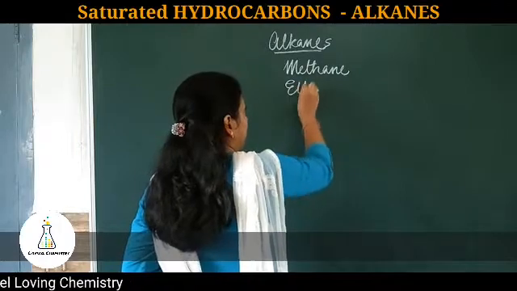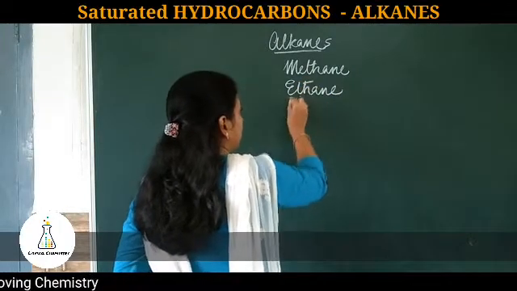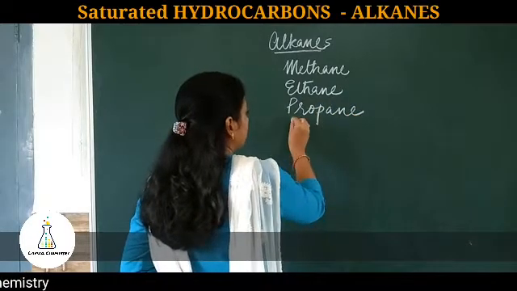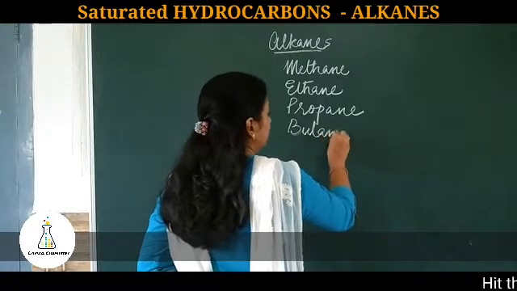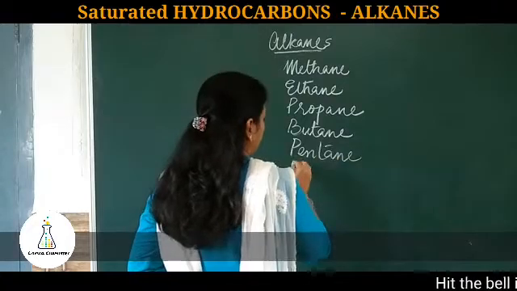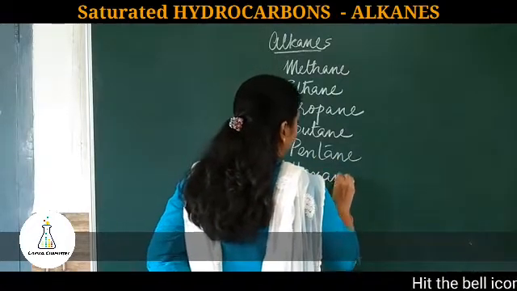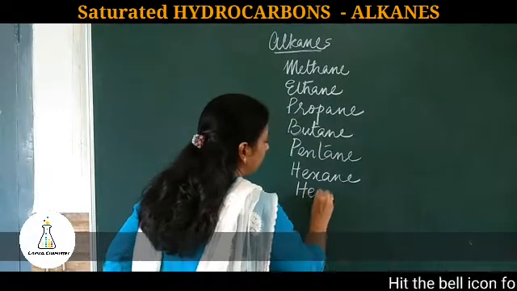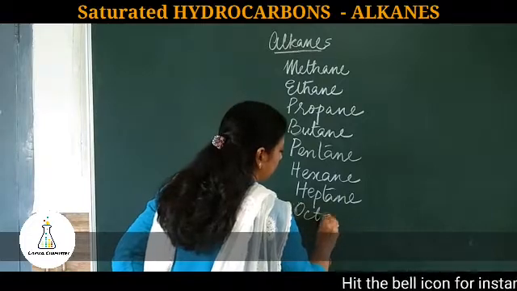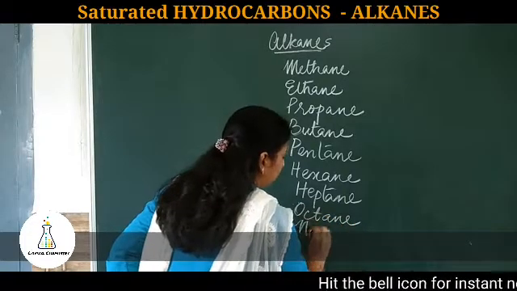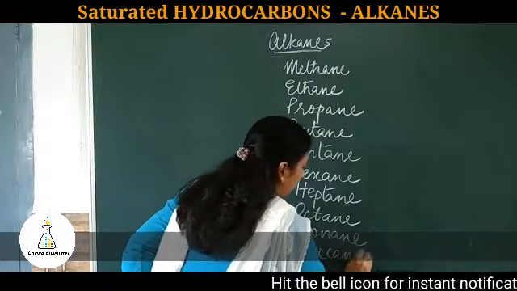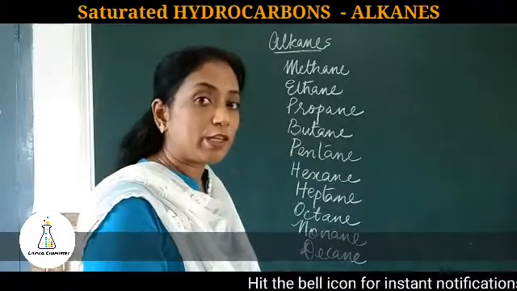Methane, ethane, propane, butane, pentane, hexane, heptane, octane, nonane and decane. This is the homologous series of alkanes.